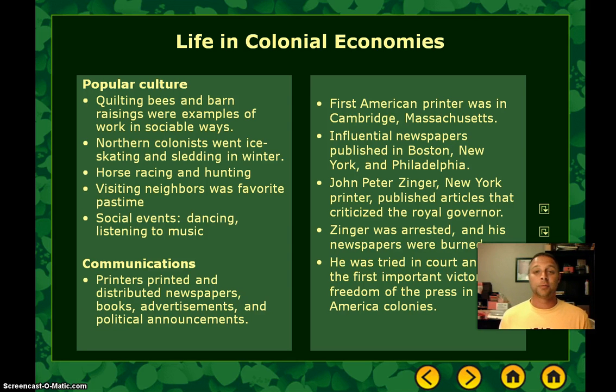He's arrested, the newspaper was burned, but he wins an important early case for freedom of the press in the American colonies. He winds up getting off. And his acquittal is going to be an important early victory for freedom of the press, and we'll later see that obviously reflected in the Constitution.